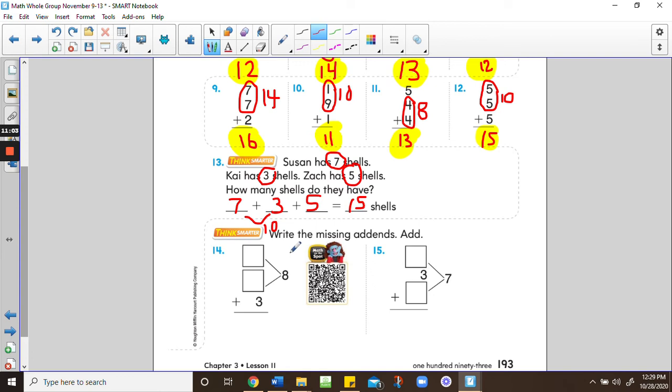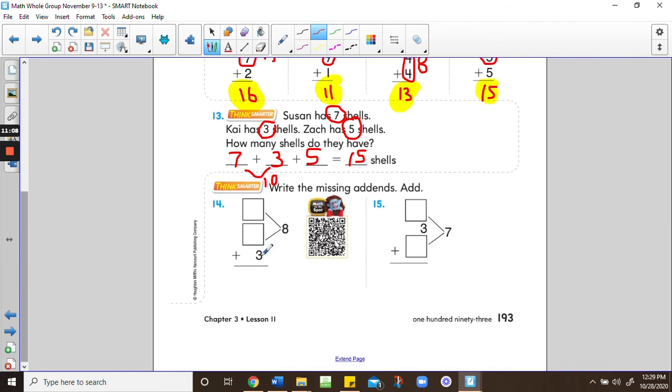Great job. Here it gets a little tricky. It says write the missing addends and then add. 3, they have that. These 2 numbers make 8. So you have to pick 2 numbers that make 8. That could be many things. It could be 8 and 0. It could be 7 and 1. It could be 6 and 2. It could be 5 and 3. It could be 4 and 4. Because I like doubles facts, I'm going to put 4. I know that 4 plus 4 equals 8. And then I add 3 more. 8, 9, 10, 11.